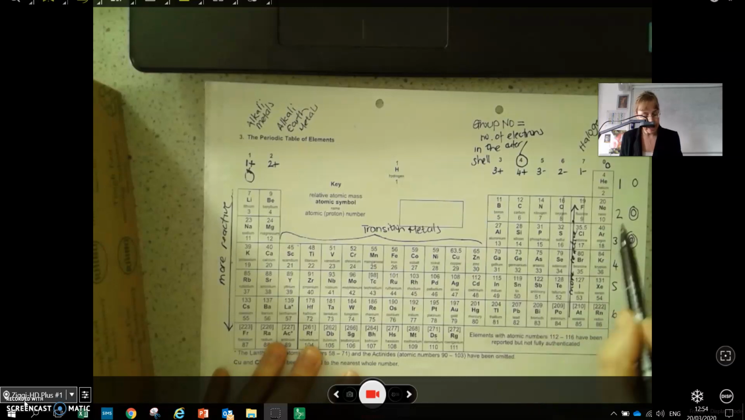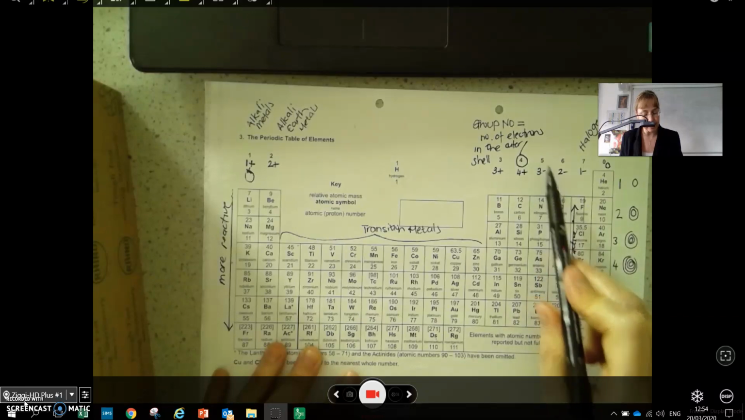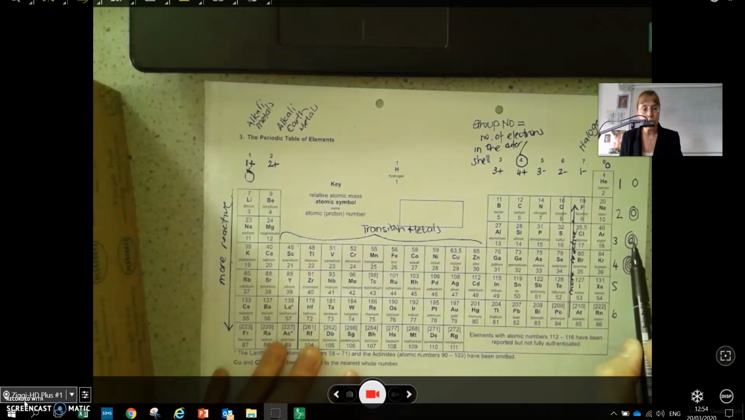So I can straight away say that phosphorus is in group 5 and it's in period 3. So I expect 5 electrons in the outer shell, and I expect 3 shells to be used. Right, what else is useful information? I always like this one.